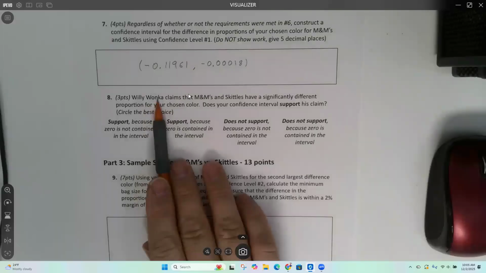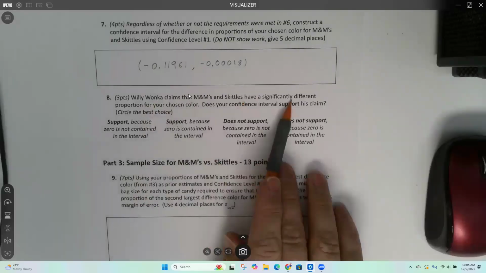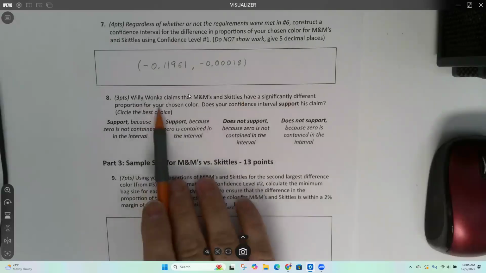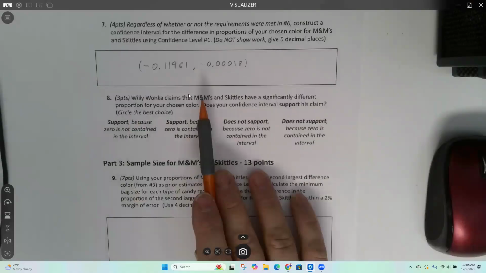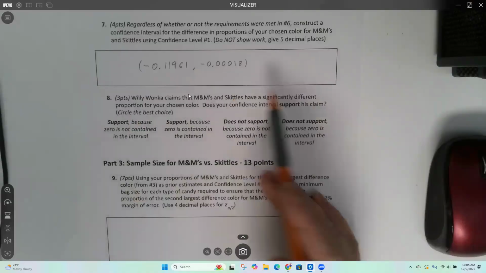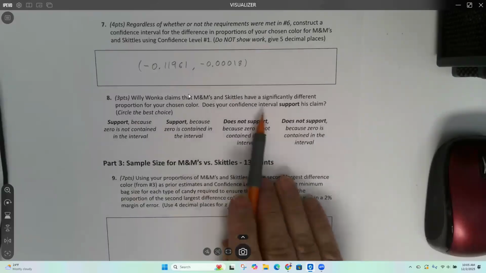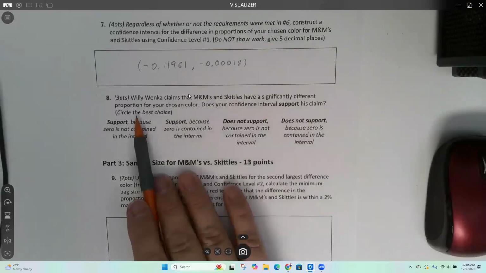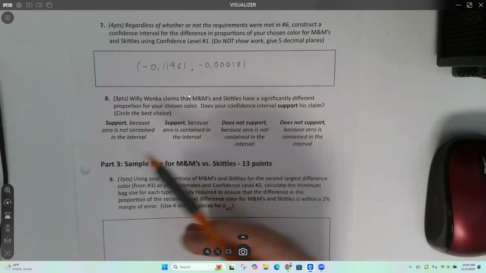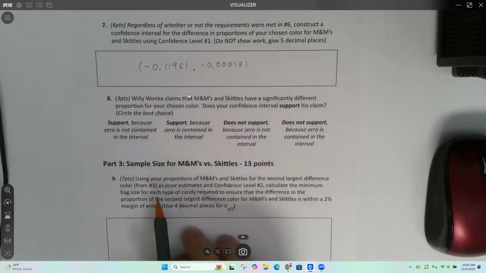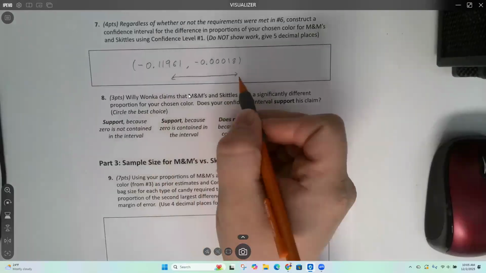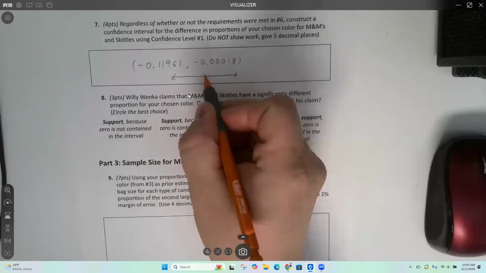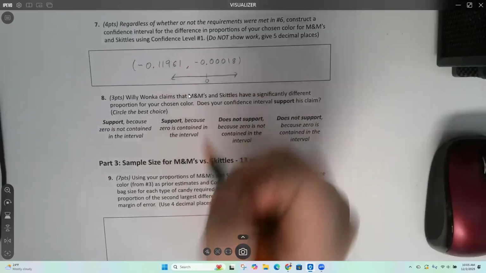So Willy Wonka claims that M&Ms and Skittles have slightly different proportions for your color. Okay. So he is saying that they're not the same. He's saying that this one and this one are different, which we believe in. Okay. So does your confidence interval support his claim? Okay. So that depends on whether zero is in the interval or not. Okay. Because if zero is in the interval, then that means there's a chance that the two proportions are the same. So right here is zero.